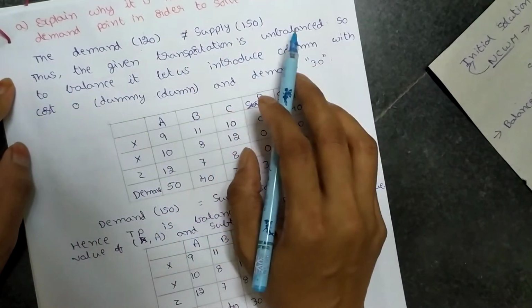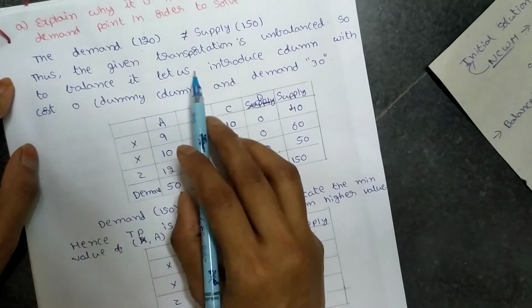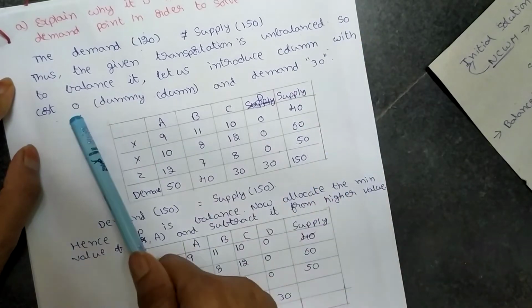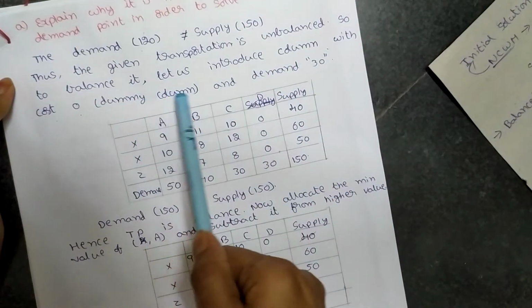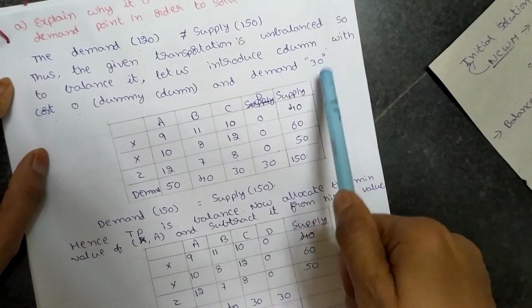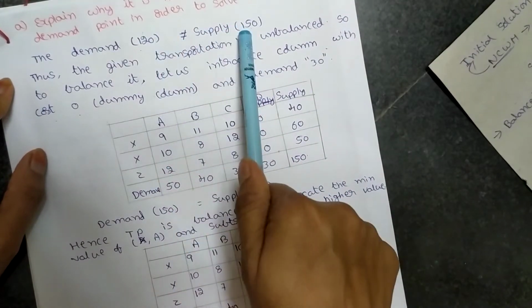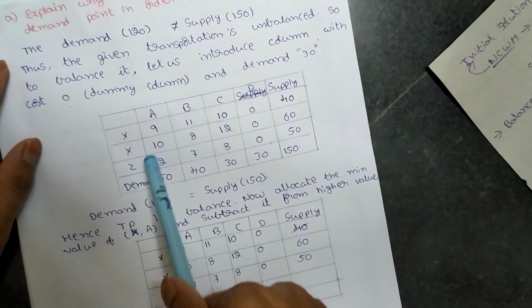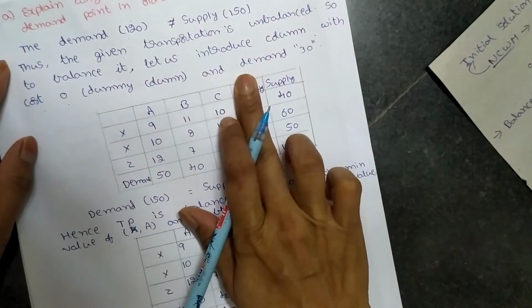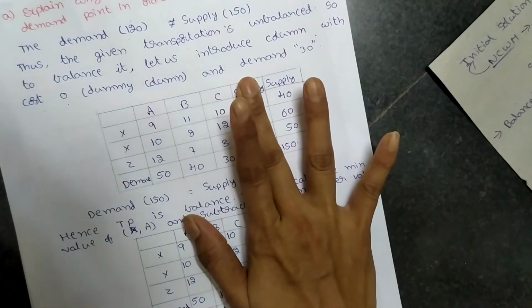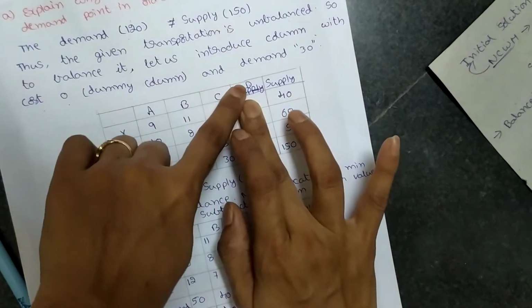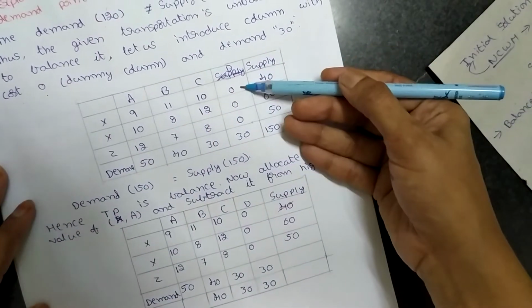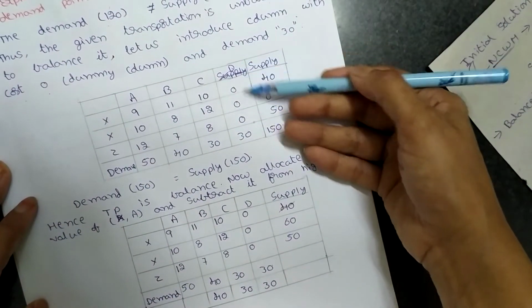So to balance it, let us introduce a column with cost 0. Such a column we call a dummy column, and the demand is 30. Why have we taken 30? It is the deficit amount, 150 minus 120. Here we have taken everything from the given problem, and we have introduced another column, D, where the demand is 30 and the cost associated with it is 0. This we call the dummy column.